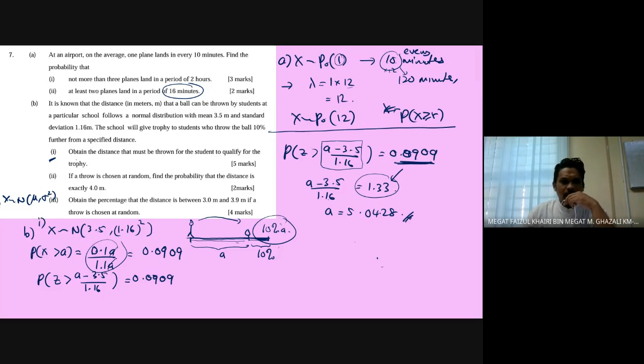Okay, if a throw is chosen at random, find the probability that the distance is exactly 4 meters. Okay class, for this kind of question.